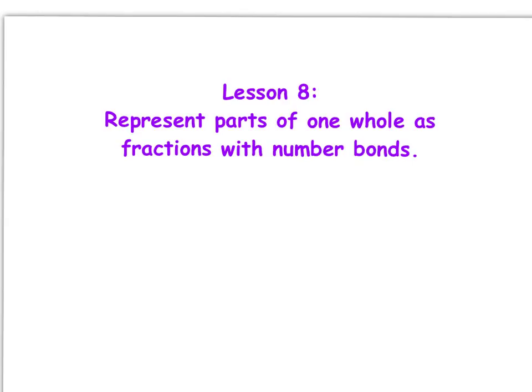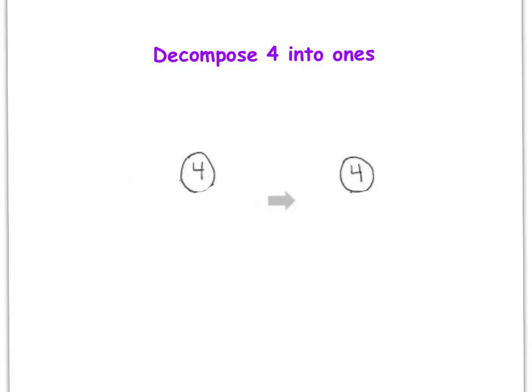Hi guys! In today's lesson, we are going to represent parts of one whole as fractions with number bonds. Take a look at this first problem. I am going to decompose 4 into 4 ones.